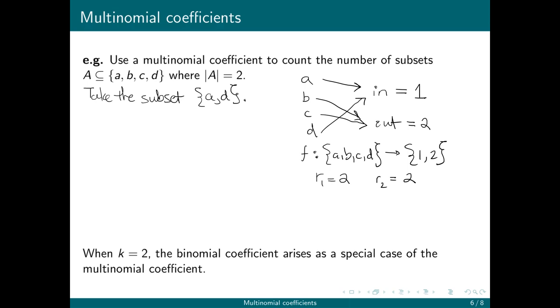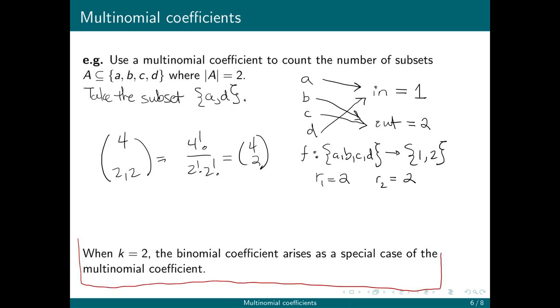Okay, well, this is a multinomial coefficient that counts all of these different ways of doing this. It's the multinomial coefficient 4 choose 2, 2, which is 4 factorial over 2 factorial 2 factorial, which is just 4 choose 2. So sort of the moral here is that when k is equal to 2, the binomial coefficient is just the multinomial coefficient. They're the same thing.